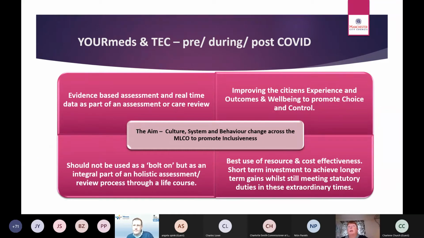So, in summary, I wanted to highlight the benefits of technology-enabled care pre, during and post-COVID. There are quadruple aims and outcomes. It's about embedding a culture, system and behaviour change, and that's what Manchester have tried to do across our local care organisation. It promotes inclusiveness through the use of tech as an enabler.